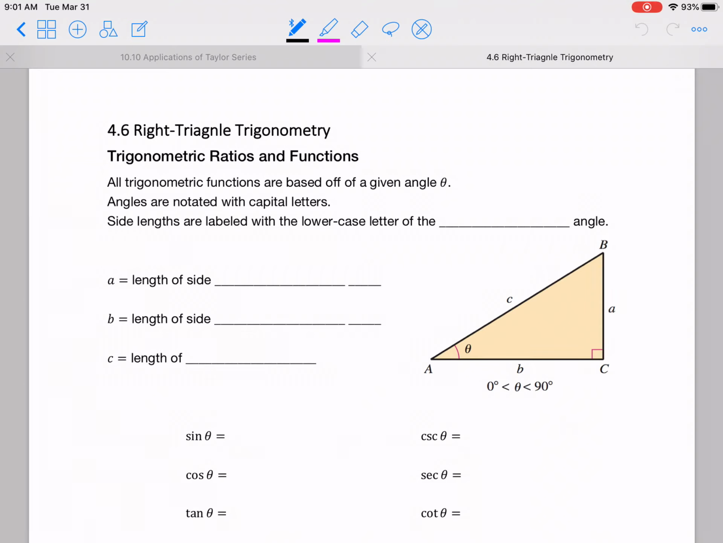Okay, let's go ahead and get through 4.6. We're going to do right triangle trigonometry. I think that's a little bit of a typo. Triangle, sorry, triangle trigonometry. And so here we're going to look at trigonometric ratios.